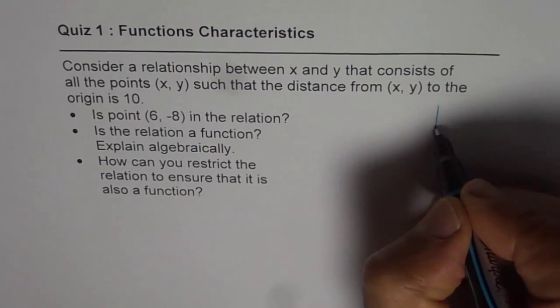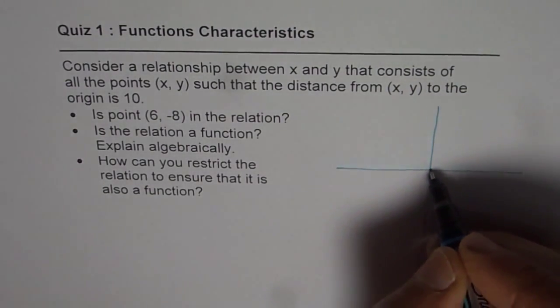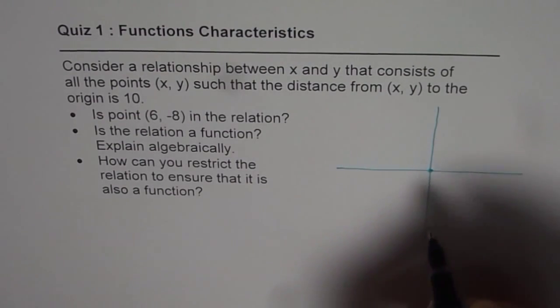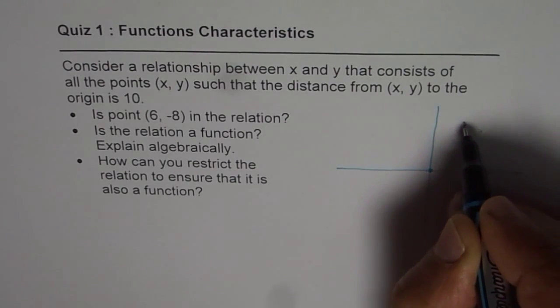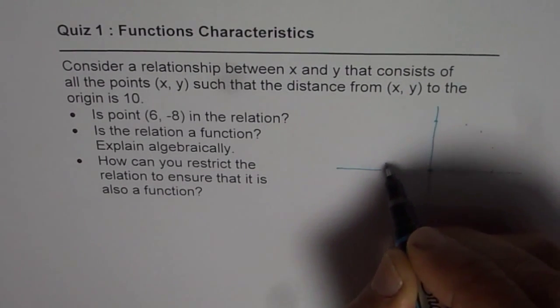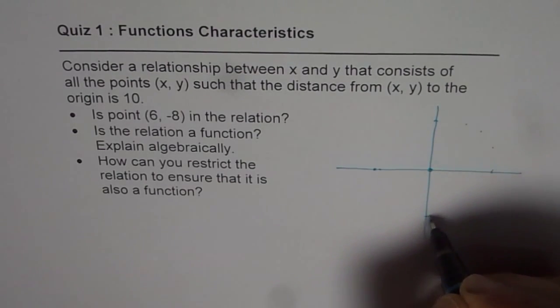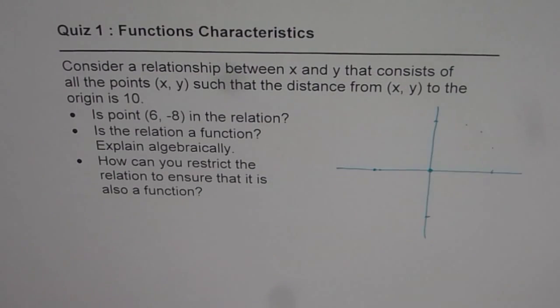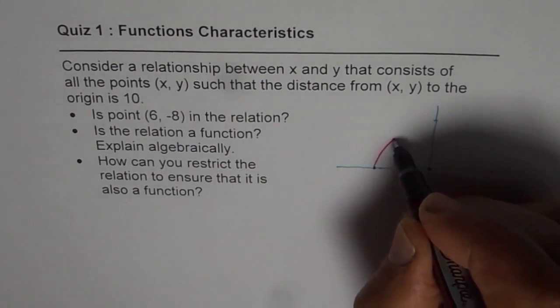So here what we are given is a coordinate plane. We have a set of points whose distance from the origin is 10 units. That means from here it is 10 units. Let's say this, so 10, 10, 10. So that means we have a circle, right? We have a circle with all this set of points 10 units away. So that is how our function is. So let me just sketch one circle here.